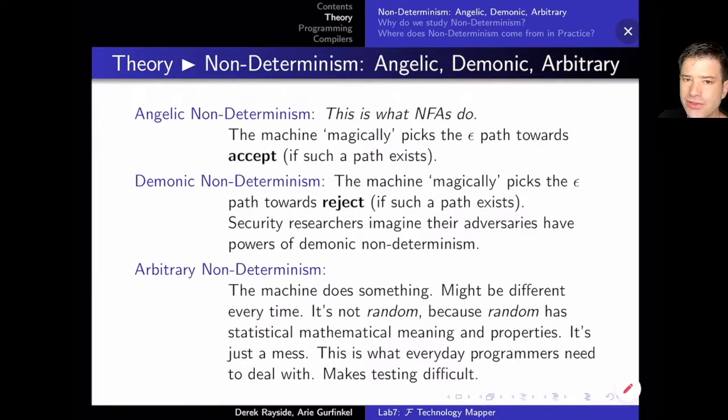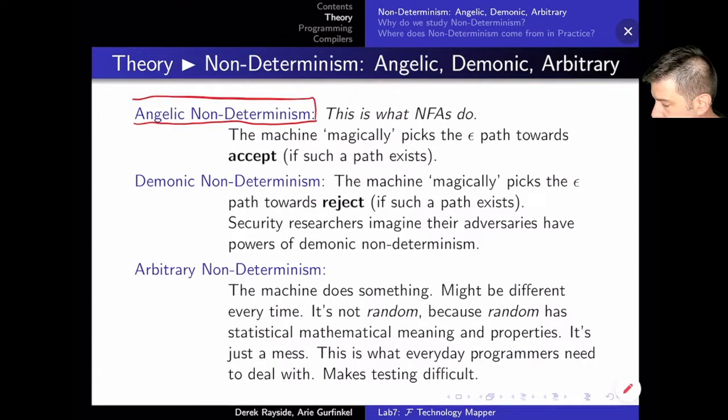And when we talk about non-determinism, depending on our context, we can talk about non-determinism that is somehow positive, somehow helps us, non-determinism that's somehow adversarial, somehow hurts us, or just non-determinism as a form of abstraction where we're saying, well, actually, probably it's not really non-deterministic. The choice is probably not arbitrary, but we just pretend that it is. And so for this, we have three terms. We say that non-determinism is angelic if the non-determinism is somehow helpful to us.